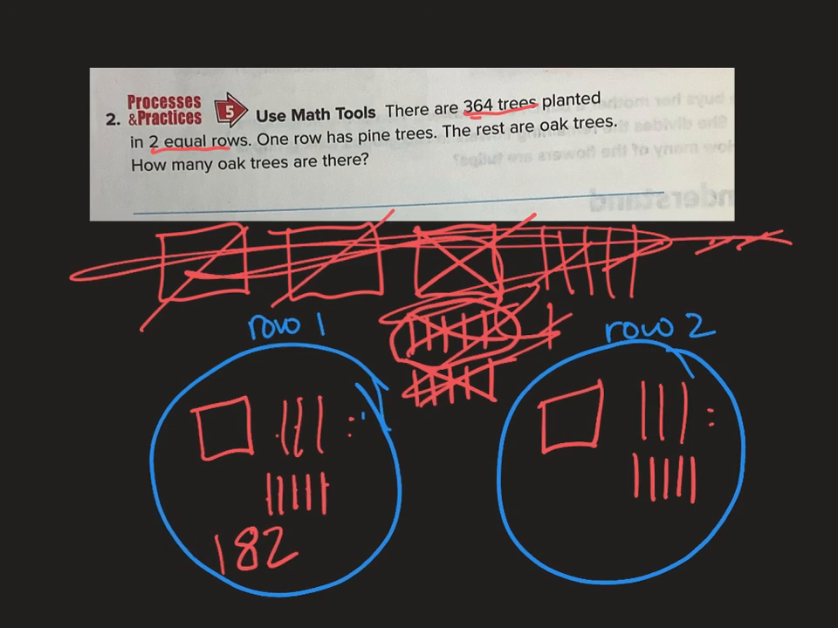That's not dollars, sorry. 182 oak trees. So how many oak trees are there? There are 182 oak trees, and then there's 182 pine trees. Okay, so 182 oak trees, that's how we split them apart.